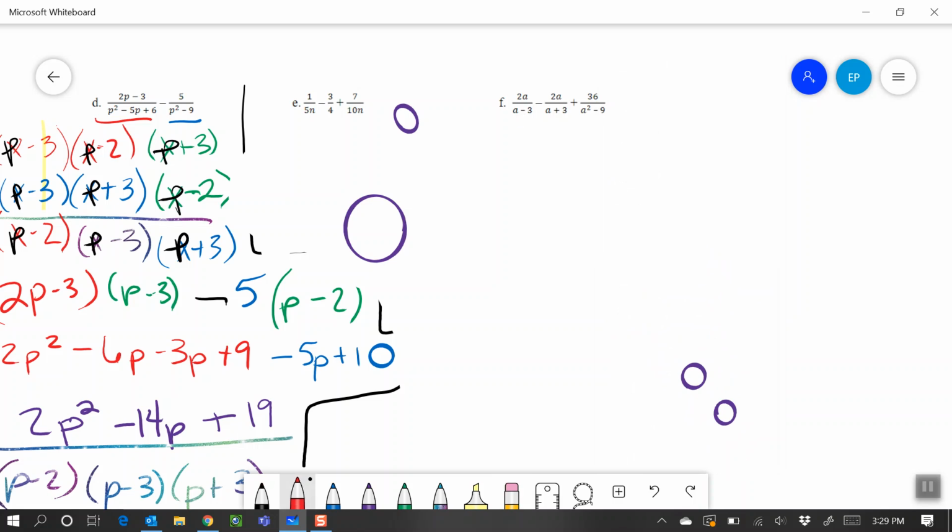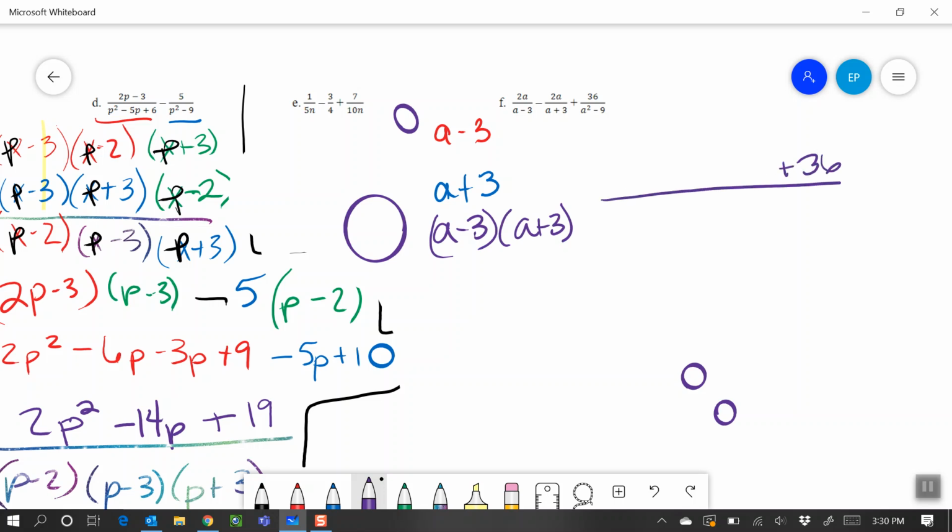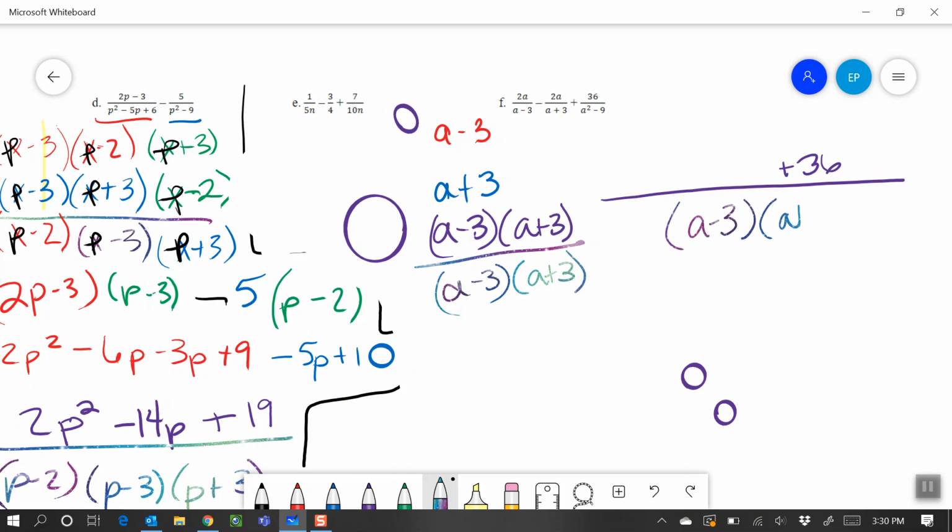So red is going to be a minus 3. Blue is going to be a plus 3. And purple is going to be a minus 3 and a plus 3. So on my left fraction, I don't need to do anything with that, so I'm going to put this 36 over here, because I'm not going to change that at all. Common denominator, or my LCM, is going to be literally a minus 3 and a plus 3. So I'm going to write that down over here. A minus 3, a plus 3.